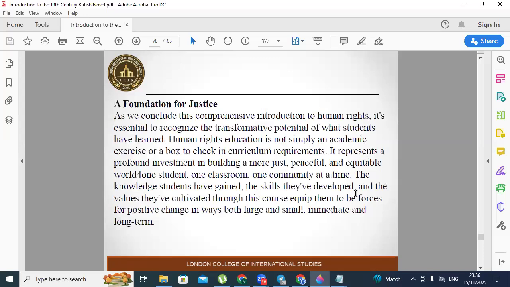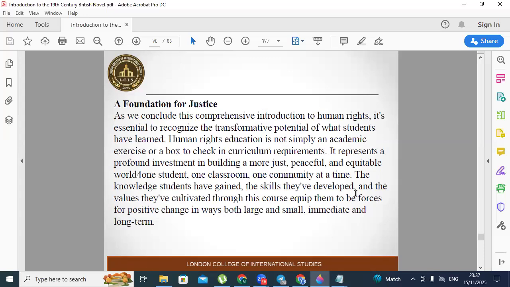A foundation for justice. As we conclude this comprehensive introduction to human rights, it's essential to recognize the transformative potential of what students have learned. Human rights education is not simply an academic exercise or a box to check in curriculum requirements.